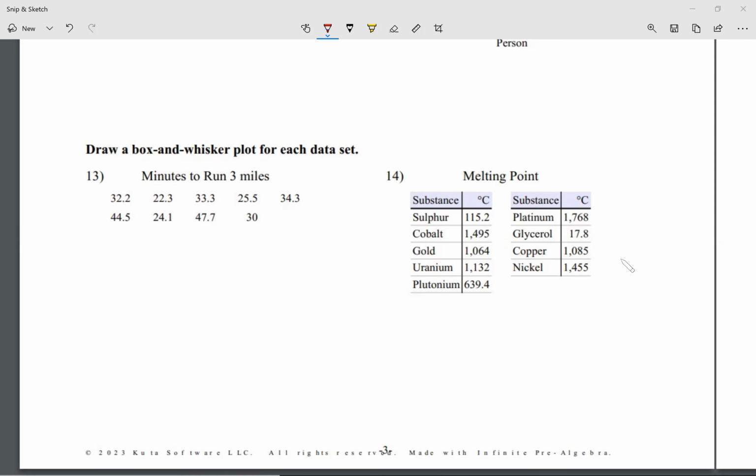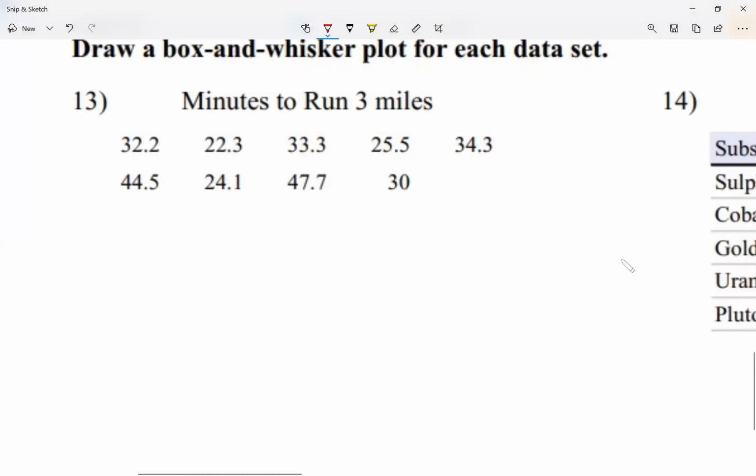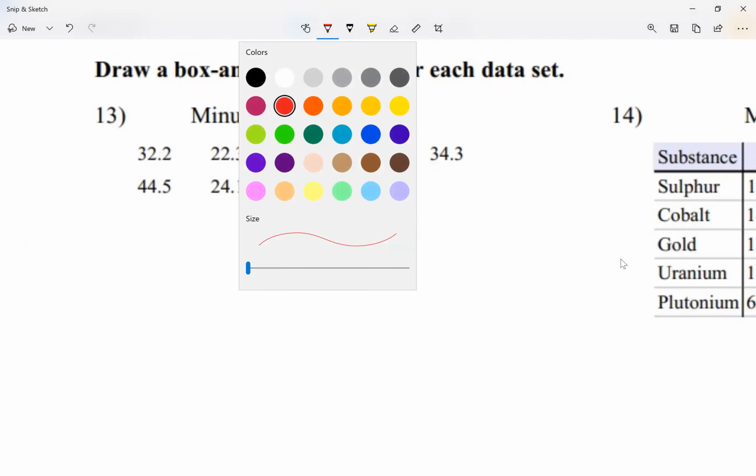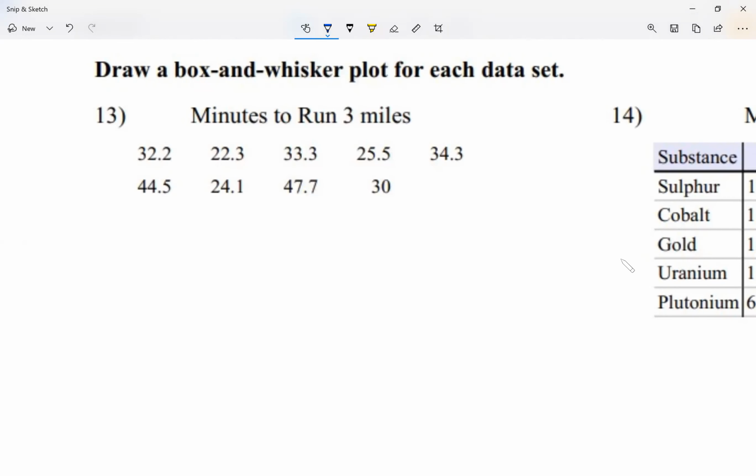So what I'm going to do first, I'm going to do only two examples today, 13 and 14. So let me take a look at number 13. What I'm going to do to begin with, let me write my numbers from small to large. The hard part of this assignment is actually putting the numbers in order from small to large.